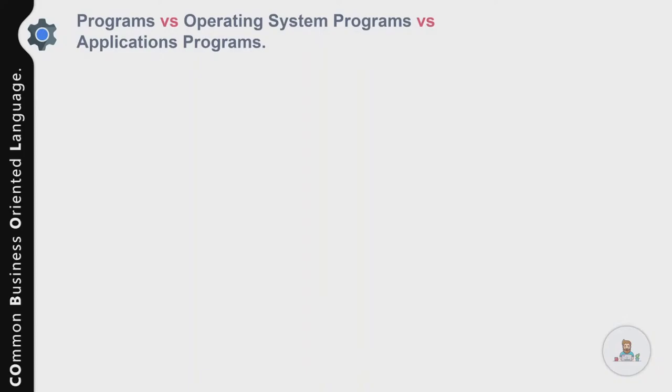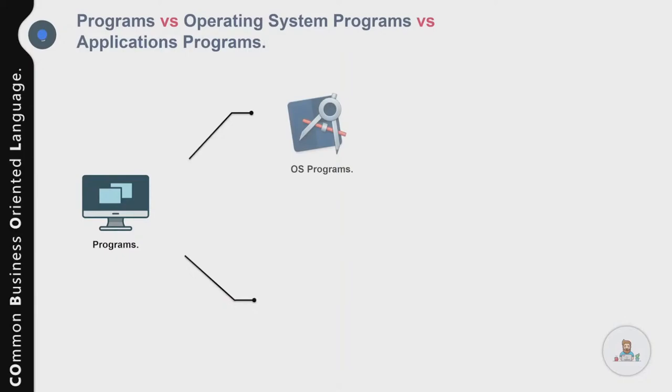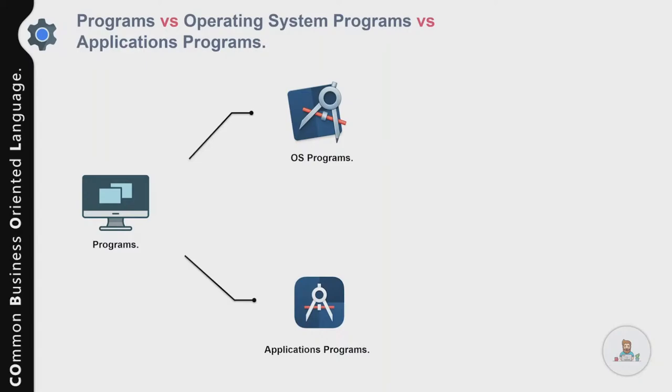Now in the next section, we'll try to understand the basic difference between three important terms. The first one is program, the second one is operating system program, and the third one is application program. We will be using these terms interchangeably throughout this course. So the first one is program. A program is a set of instructions that enable a computer to process data.